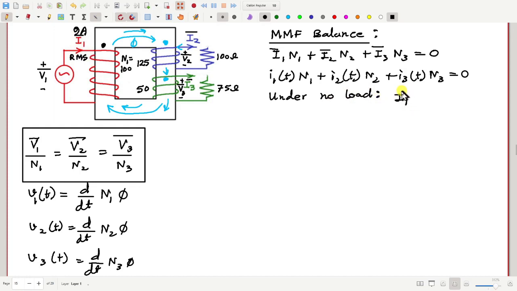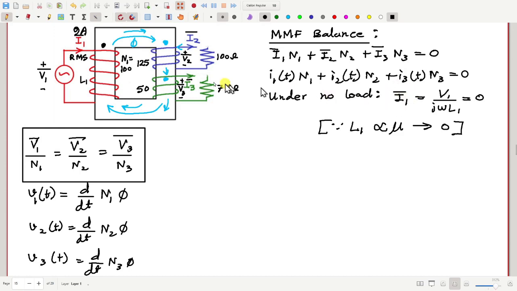How much is I1 under no load? This should be equal to V1 by j omega L1. L1 is the inductance of the first coil, and this should be equal to 0 for an ideal transformer, because L1, which is proportional to the permeability of the core, should be very high, tending to infinity. That's the assumption we make for ideal transformers. So under no load, there is no current, or negligible current, you can say.